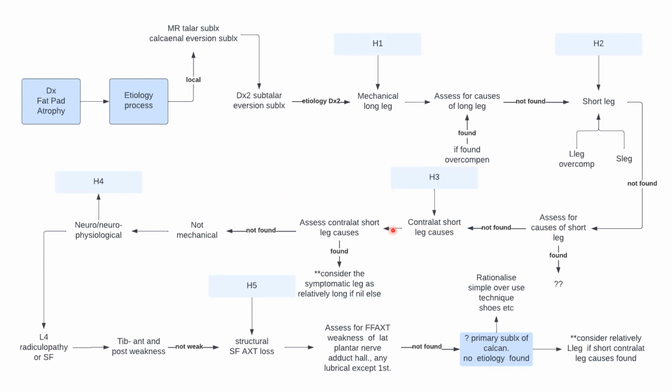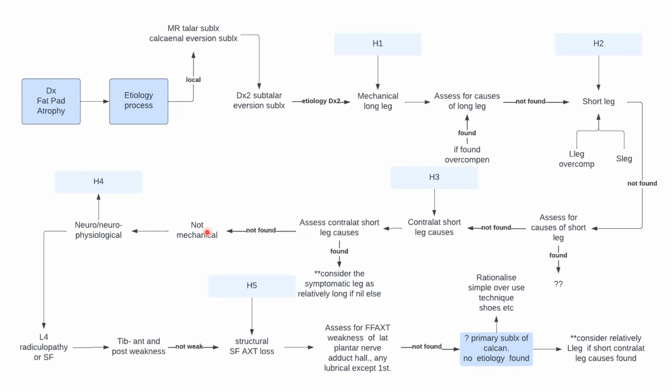So we're going to assess the contralateral leg for shortness and the cause of shortness. If we found it, we're going to hold that as a thought. All right, so we've got a short leg on the other side, so we've got a relatively long leg on this side, and we consider the symptomatic leg as a relatively long leg for the moment, not too seriously, because unless they're really heavy on this leg, it's unlikely to be the only cause of this. So we're going to assume that we didn't find it. Even if we found it, you just put it in your back pocket and keep thinking, but keep progressing as if you didn't find it.